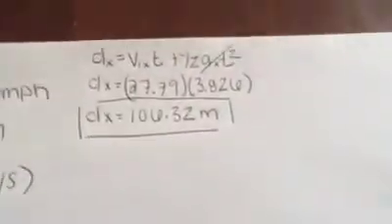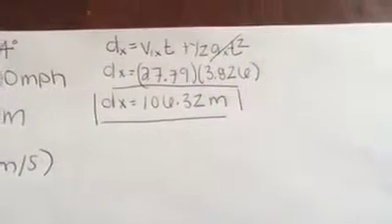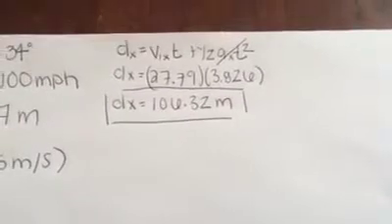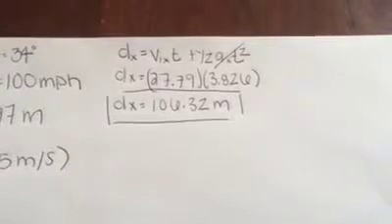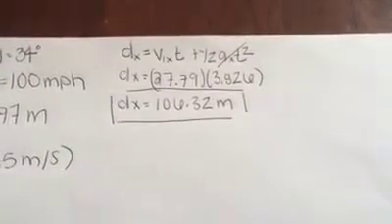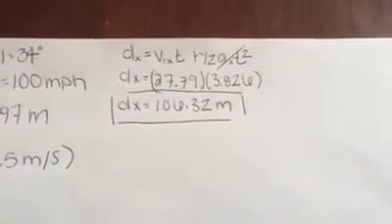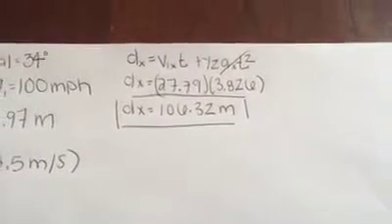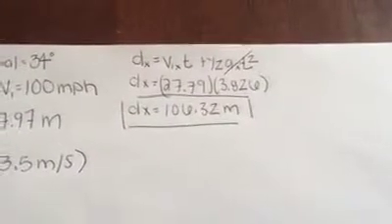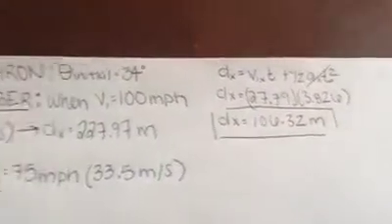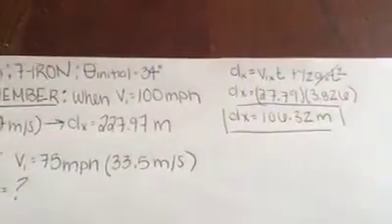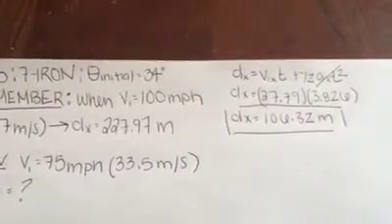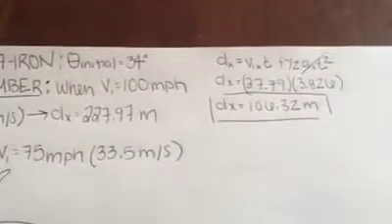So again, we come up here and use that time to find the horizontal displacement, again assuming that acceleration in the X direction is 0, and we find that using initial velocity of 75 miles per hour, the displacement is much less than what it was using 100 miles per hour, right? It's about 106.32 meters compared to about 227.97.